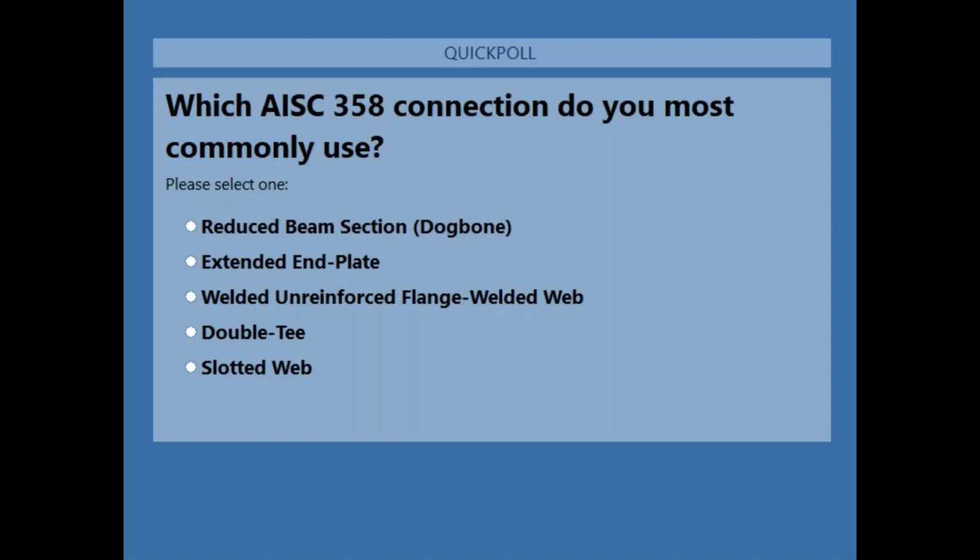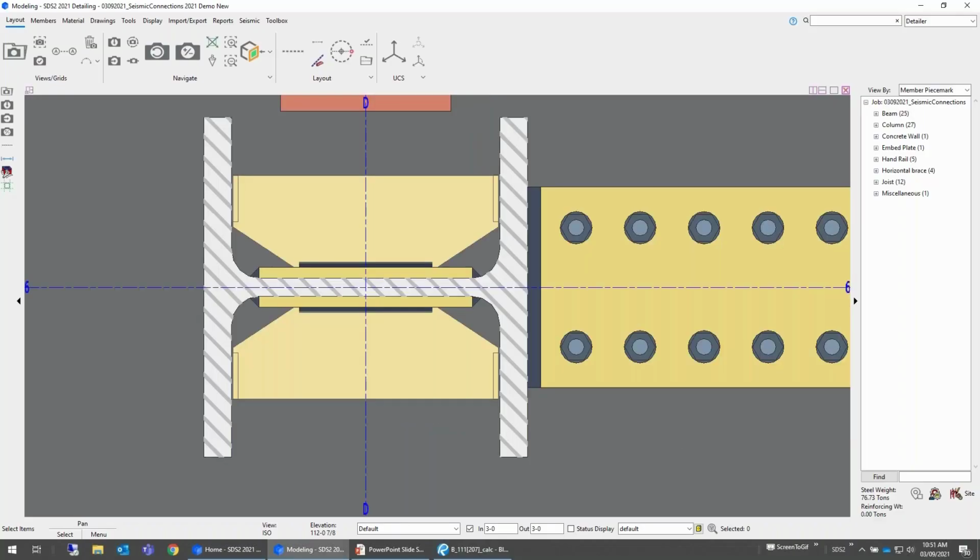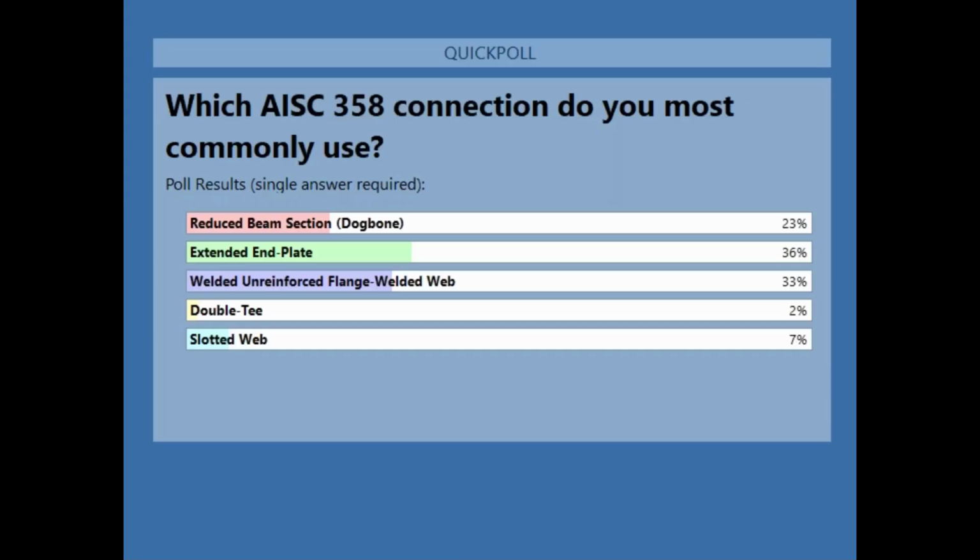It looks like a lot of you are seeing the reduced beam section, or what's typically referred to as a dog bone connection. About 20, almost 25% of you are answering that. That's interesting, as I don't come across that one myself as often as I used to about 5 to 10 years ago.